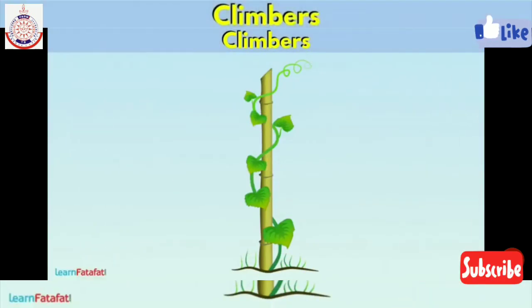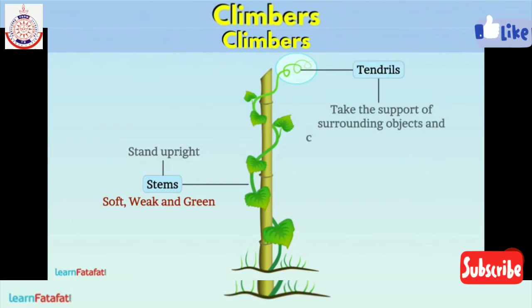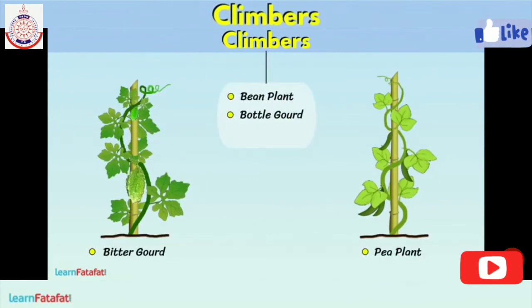Climbers. Similar to creepers, some plants have soft, weak and green stems. They can stand upright. However, instead of spreading on the ground, these plants have tendrils with which they take the support of surrounding objects and climb up in a vertical direction. Such plants are called climbers. Examples: bitter gourd, pea plant, bean plant, bottle gourd, bougainvillea, etc.